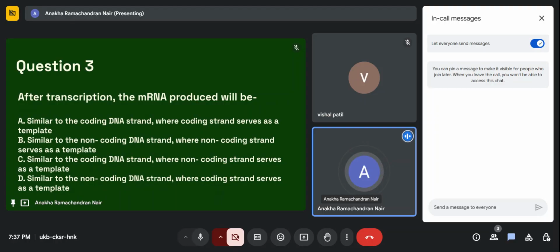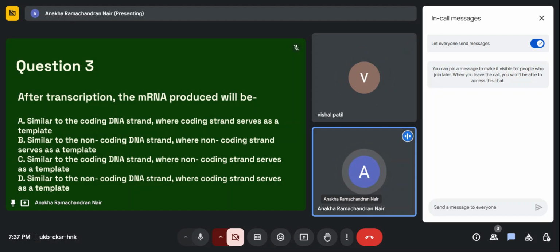Transcription is when the DNA strand is used to make an mRNA strand. So what do you think the correct answer will be? What will the mRNA that is produced be like? Any guess? A. Okay, let's see what the answer is.